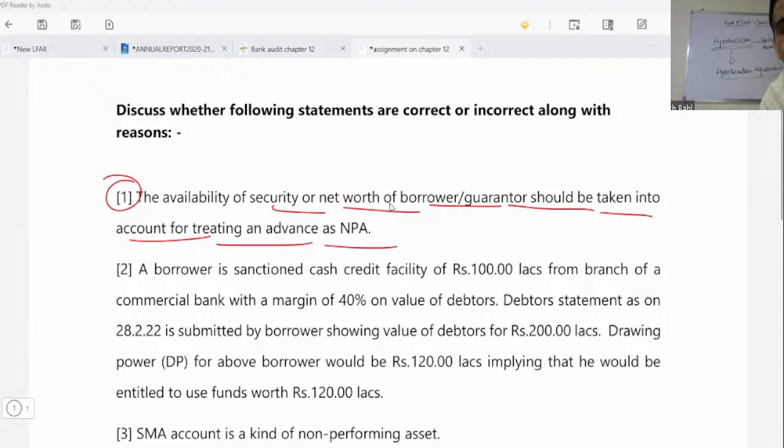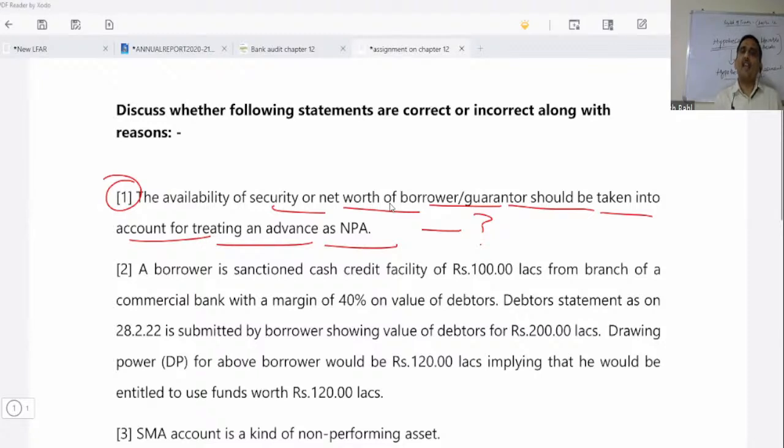treating an advance as NPA. Now you have to tell whether this is correct or not. So simply the statement states that availability of security or net worth should be a factor for treating an account as an NPA. I'll explain it to you with the help of an example. So before answering, please listen to my example.